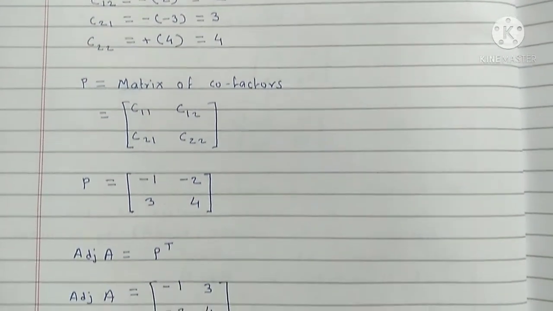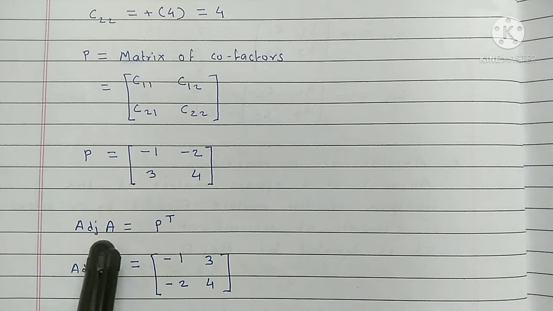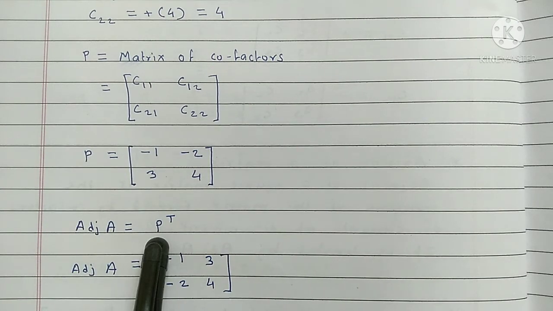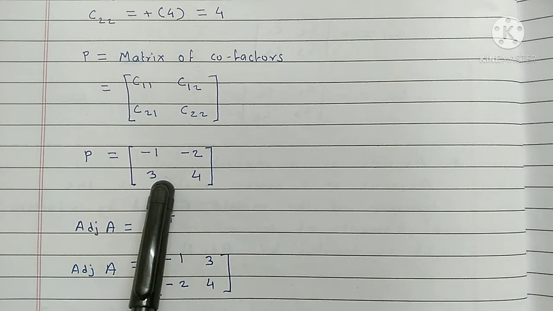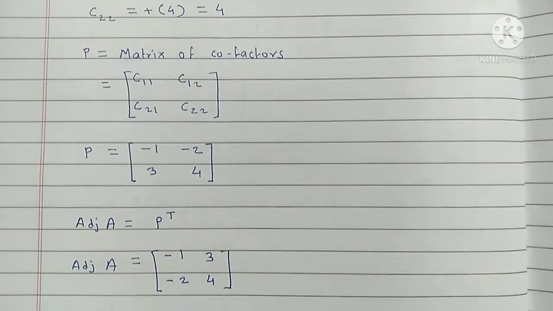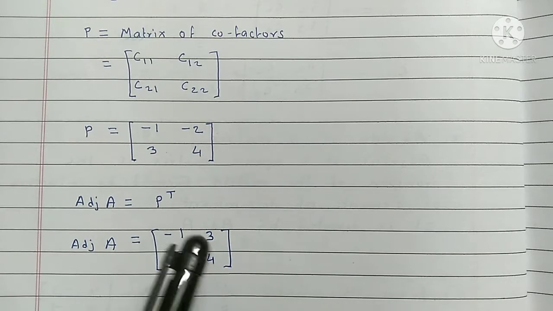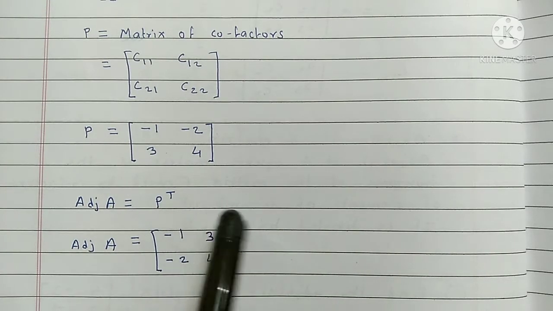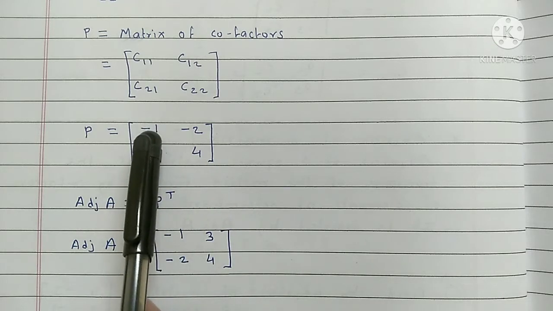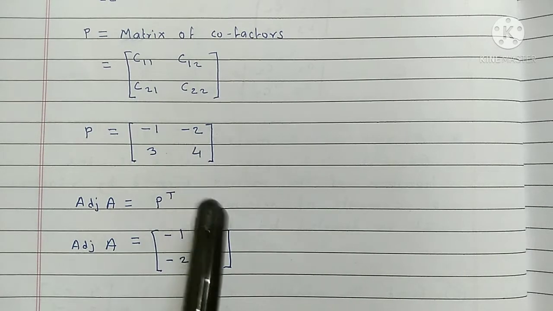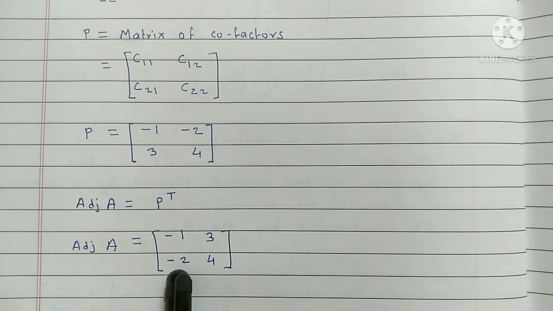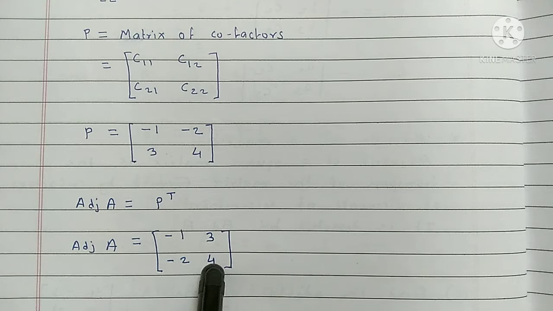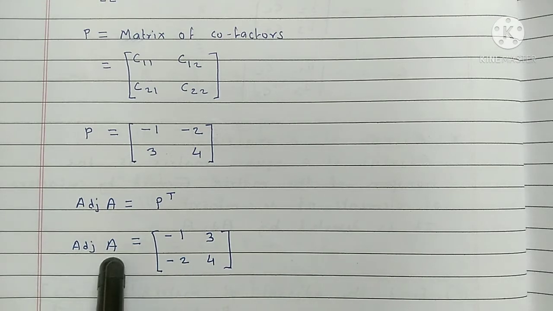Now we will find adjoint. Adjoint of A means P transpose. So P transpose means transpose of this matrix. Now transpose of any matrix is obtained by interchanging rows and columns. So we'll interchange rows and columns. Your first row is minus 1, minus 2, so first column will be minus 1, minus 2. Then second row is 3, 4, so second column is 3 and 4. So this is adjoint of A.